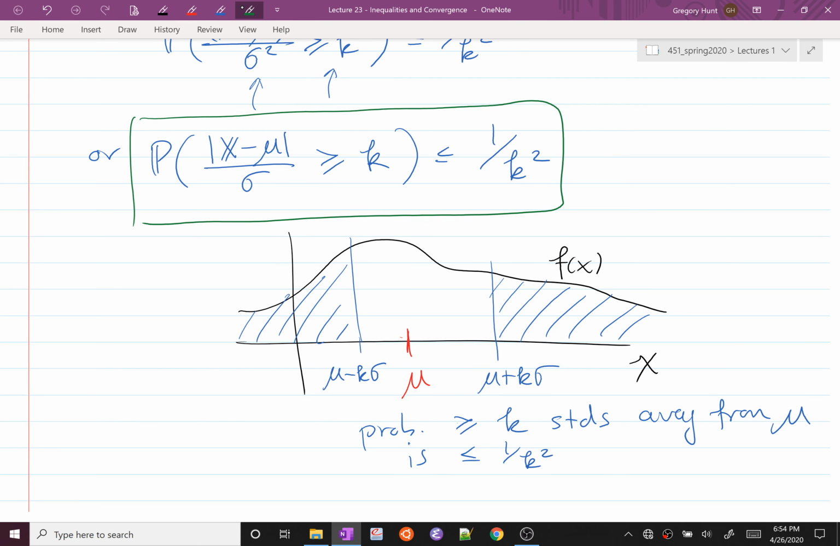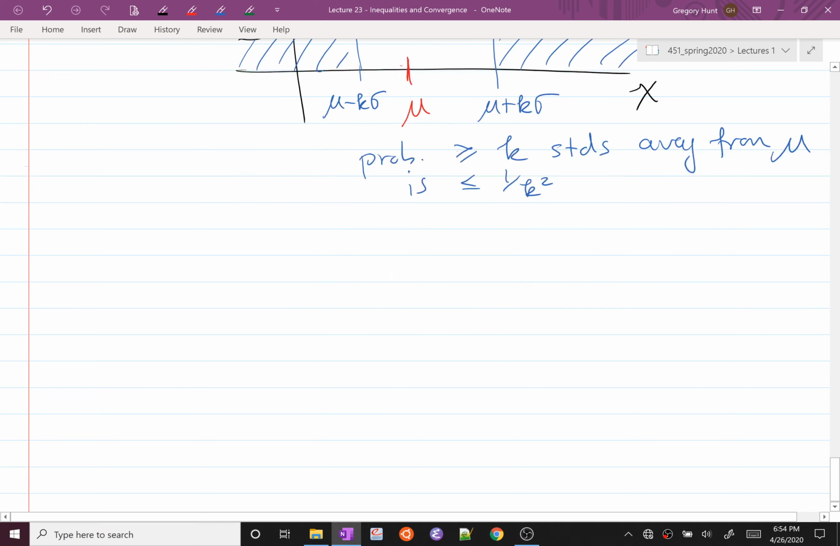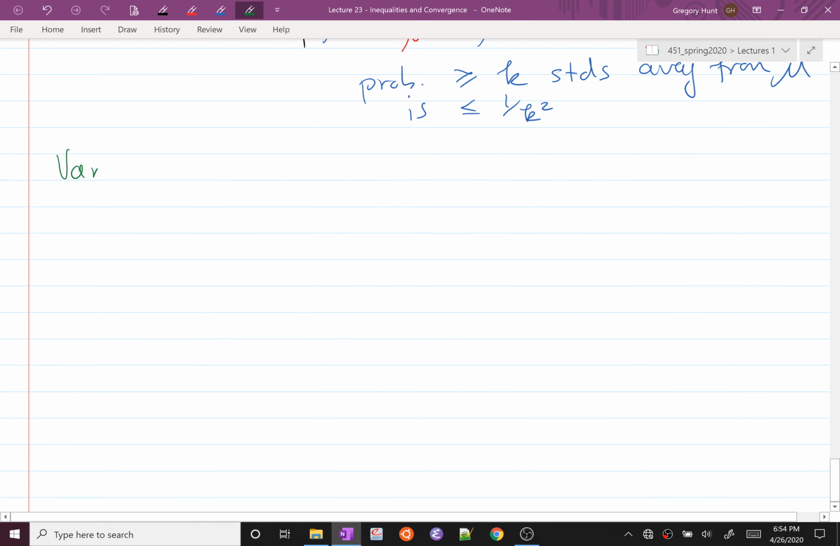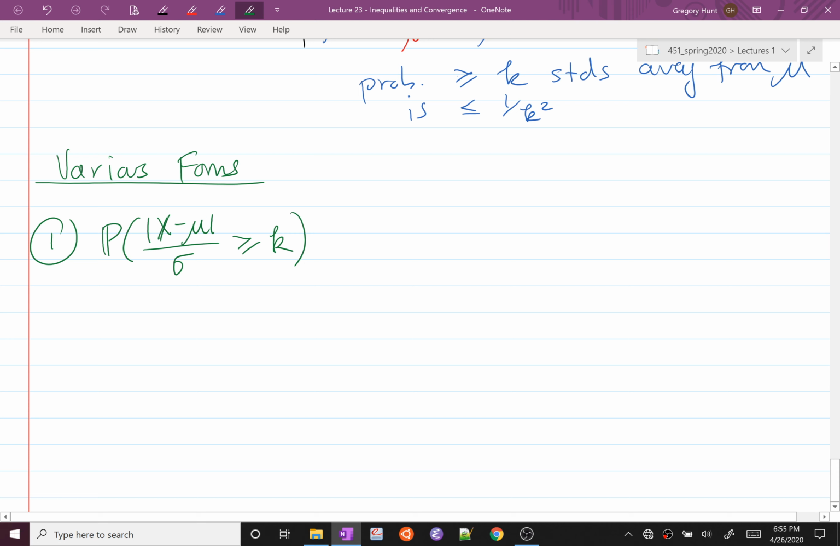There are other ways that we can write Chebyshev's inequality. So let me just write various forms of it. One, as I said, the probability that the absolute value of x minus its mean over sigma is greater than or equal to k is less than or equal to 1 over k squared.